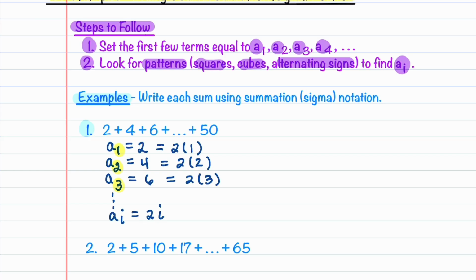Now we can write down our sum using summation notation. It's equal to the sum from I goes from 1 all the way up to some number which we don't know yet, of a sub I, which is 2I. Now we have to find that top number. Our last term is 50, so let's set 50 equal to 2I. We'll solve for I, and we get I is 25. So we can come up to our summation, and we can write our top number as 25.